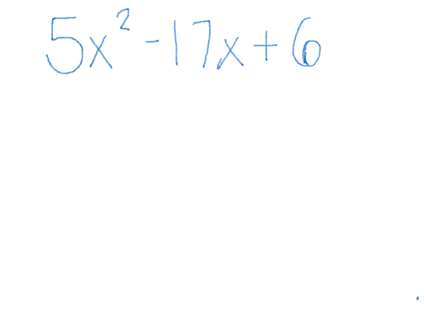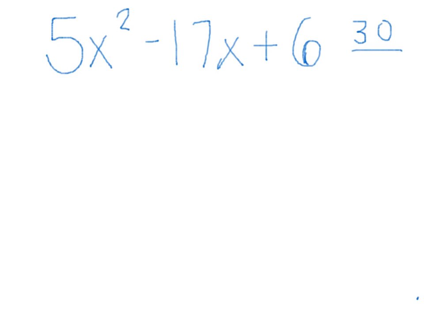Alright, so looking at our problem, the first thing we have is 5x squared minus 17x plus 6. And the first thing we're going to do with this problem is multiply the 5, the first variable, times the 6, the last variable, which is going to give us 30.